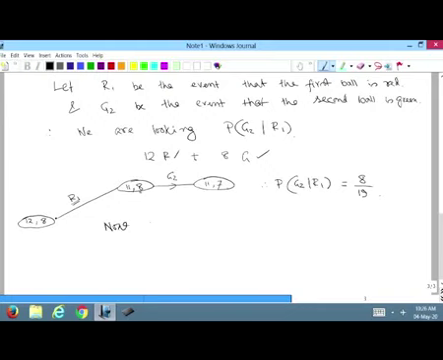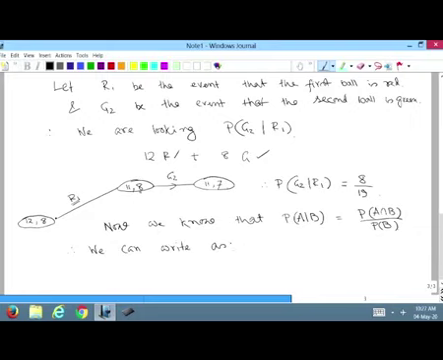Now, we know that probability of A given B is equal to probability of A intersection B upon probability of B. Therefore, we can write probability of A intersection B is equal to probability of A given B multiplied by probability of B.